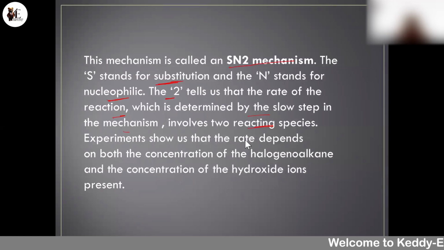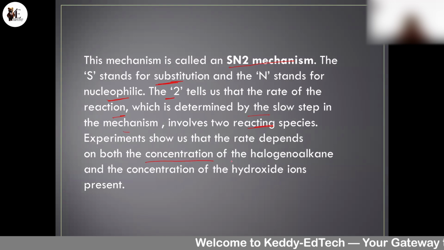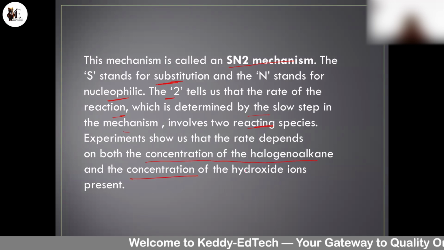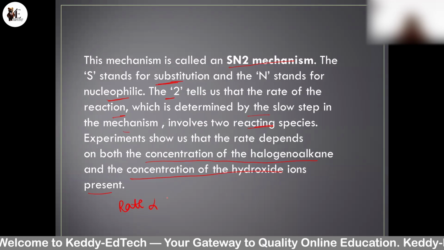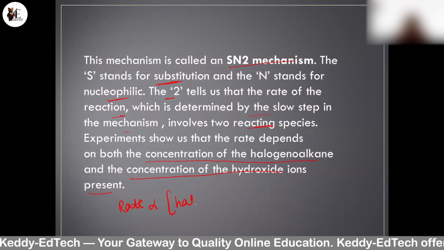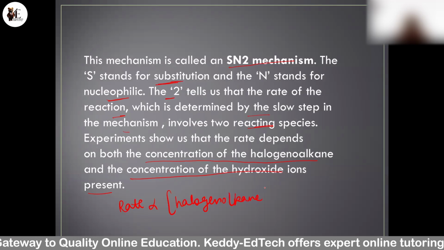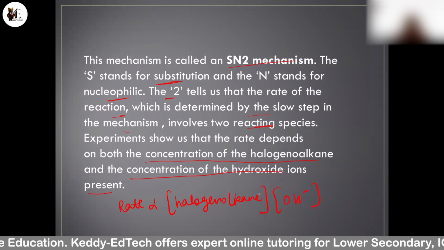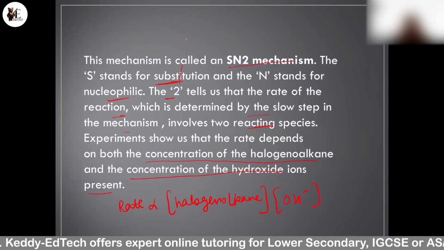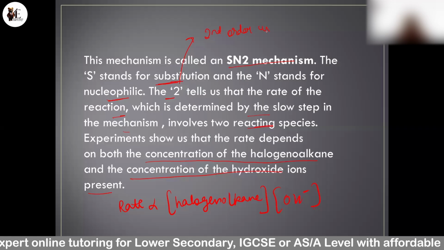Experiments show us that the rate depends on both the concentration of the halogenoalkane, that is ethyl bromide which we have taken, and the concentration of the hydroxide ions present. So the rate depends on the concentration of halogenoalkane and the concentration of hydroxide ions. That's why it is a second order reaction. So this 2 means that it is a second order reaction. Write it down.